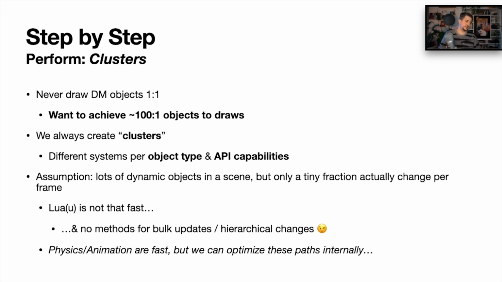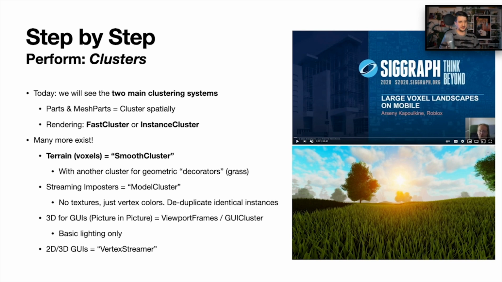So today we'll just go through two of our main clustering systems that handle both the parts and mesh parts. And those are clustered spatially in a kind of a hash grid arrangement. We have two clusters for those. One is called FastCluster, and the other is Instance Cluster. They both take care of the same data model objects because, in this case, the two clustering systems are meant to work on different devices.